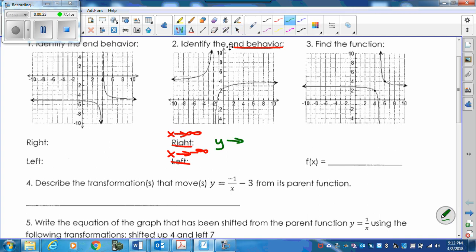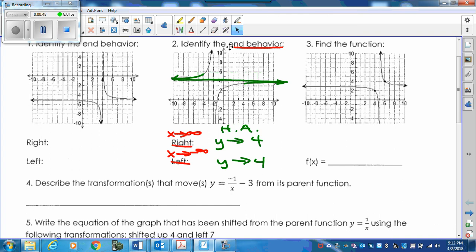So y is approaching, well, let's see, as I go to the right, it's approaching this number 4, right? Y is approaching 4. And as I go to the left, it's also approaching 4. All right, so y equals 4, that is your horizontal asymptote. It approaches that number 4, but it never actually gets to 4. That's what an asymptote is.